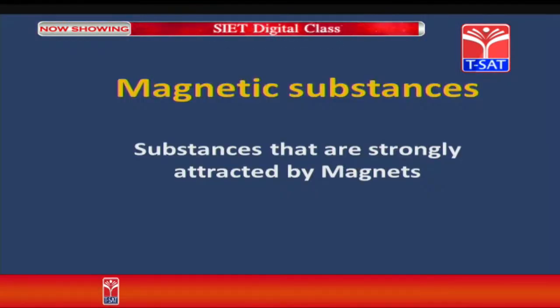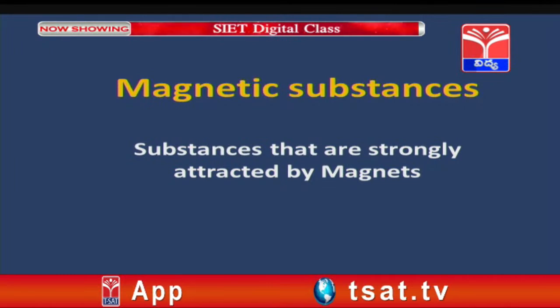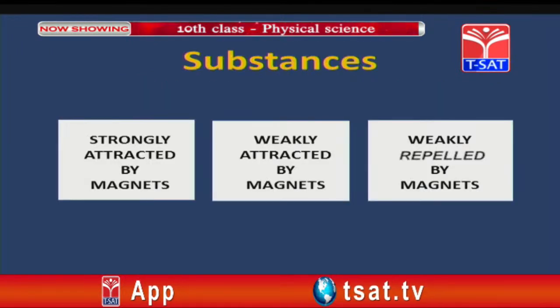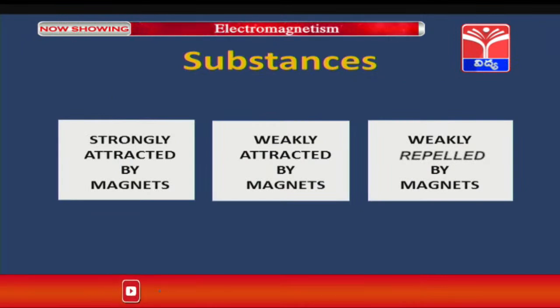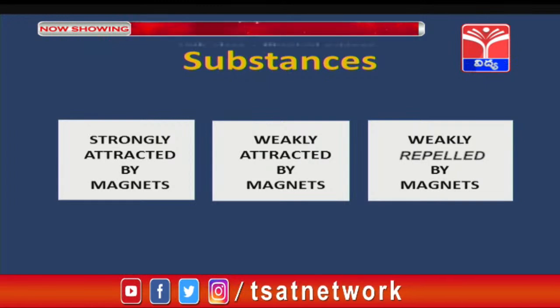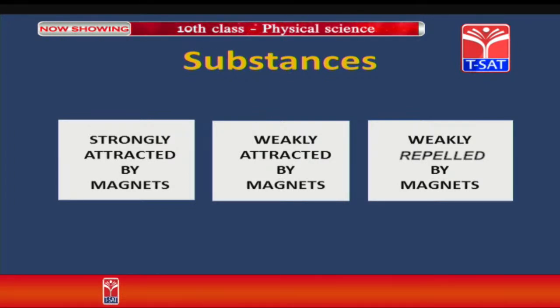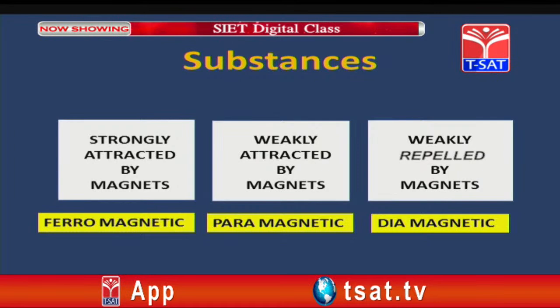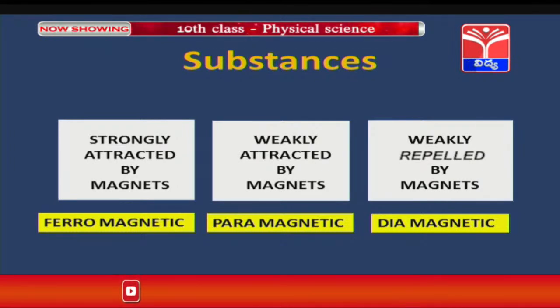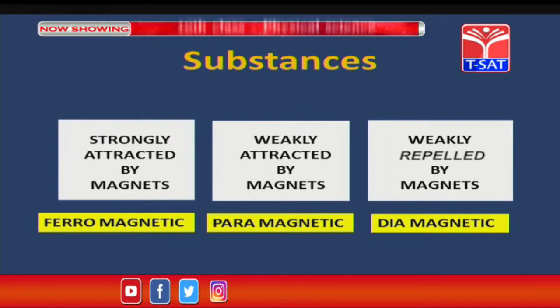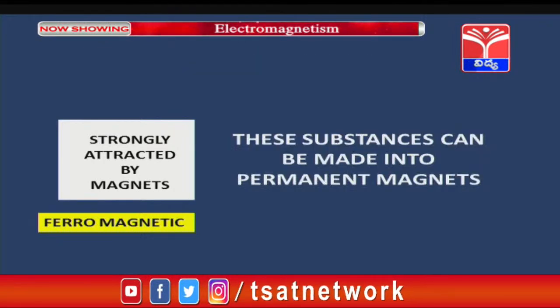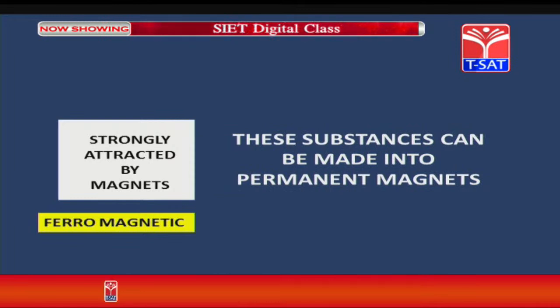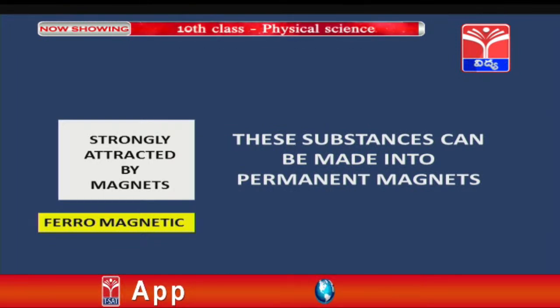Let us see various magnetic substances. Magnetic substances are those that are strongly attracted by magnets. We can classify substances into three categories: those which are strongly attracted by magnets, those which are weakly attracted by magnets, and those which are weakly repelled by magnets. Those which are strongly attracted by magnets are ferromagnetic materials, those weakly attracted are called paramagnetic materials, and those which are weakly repelled are diamagnetic materials. We will discuss those substances which can be made into magnets, that are ferromagnetic materials.